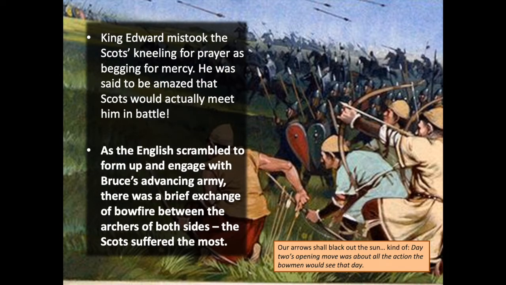As the English scrambled to form up and engage with what was now Bruce's rapidly advancing army, there was a brief exchange of bow fire between the archers of the two sides, to which the Scots suffered most. If you remember, the English at this date in history are using the longbow, which is an extremely effective weapon on the medieval battlefield. It has far longer range than your standard bow, and it has enough punch to penetrate plate armour. So it's in the Scots' interest to close the distance between the two armies as quickly as possible to limit the damage raining down on them from these English archers.